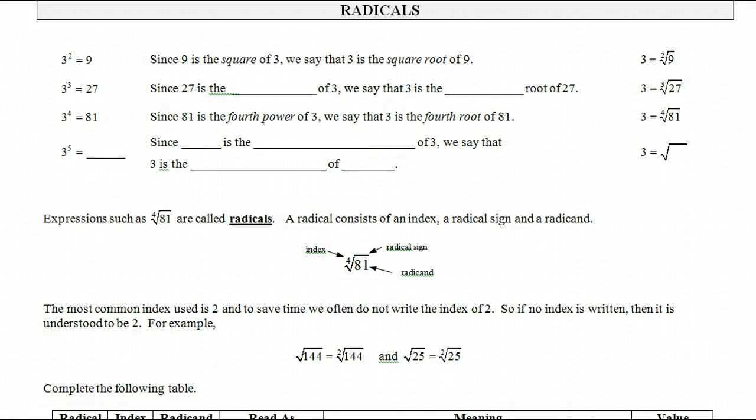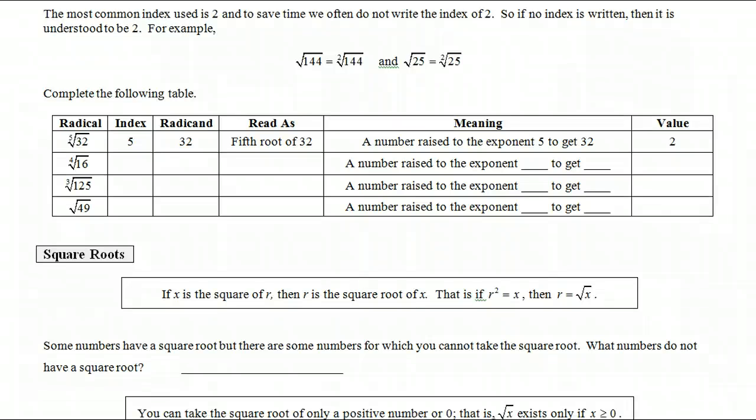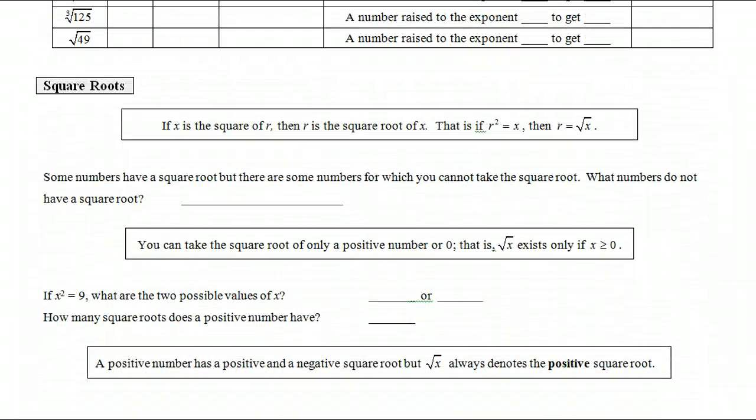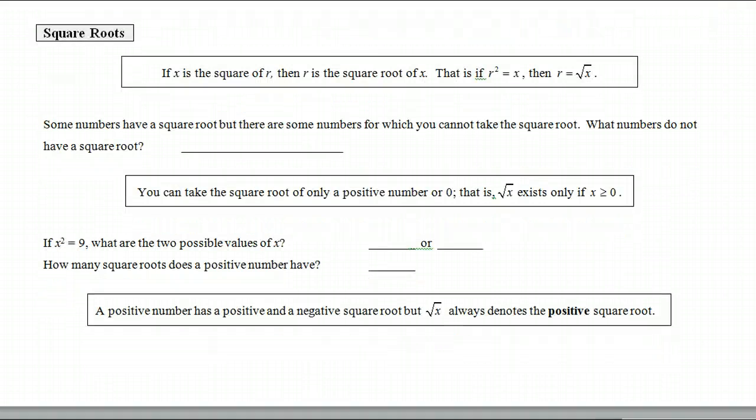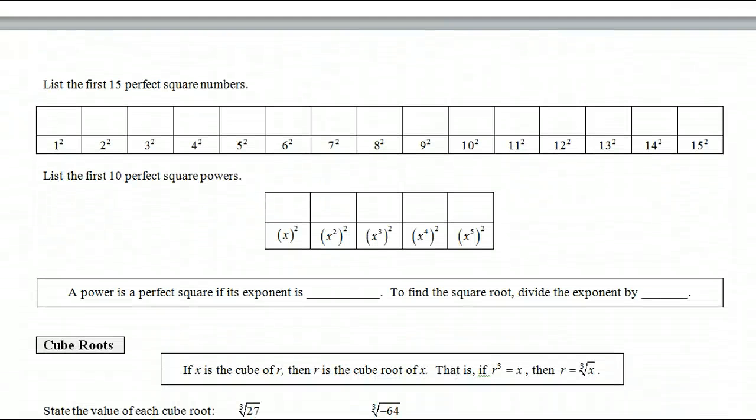All right, let's scroll through. You're going to copy and complete this table. Again, the answers are posted online. You may want to print them all off or check them as you go through them. And we're listing the first 15 perfect square numbers. It's a good idea to have an idea what the squares are.